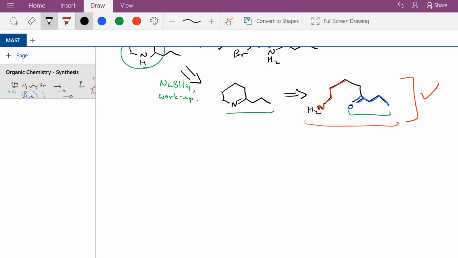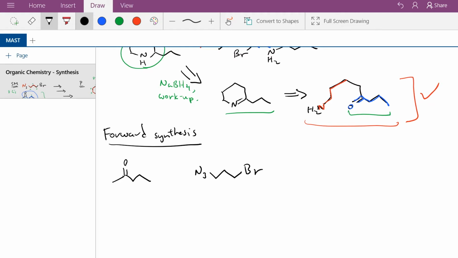Okay, now we're one step closer to getting our starting materials to our final product, or our target product. So this might be a good time to do a forward synthesis. And as a reminder, our starting materials are this and this one. And our objective basically is to go from these starting materials to this intermediate molecule right there.